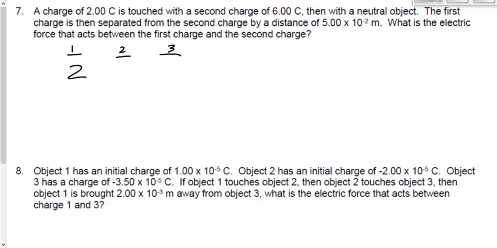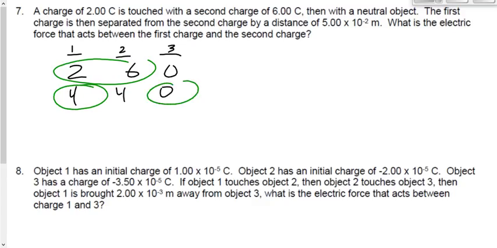We start off with 2 coulombs, 6 coulombs, and 0. And it says that 1 touches 2. 2 plus 6 divided by 2 is 4 and 4. Then it says the first one touches the second one, then the first one touches the third one. So now it's 4 and 0 touch each other. That's going to become 2 and 2. And the second one is still 4.